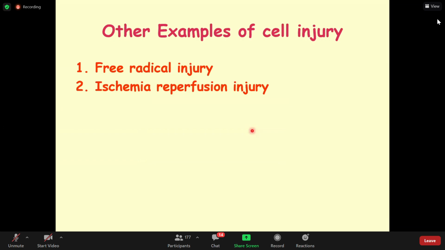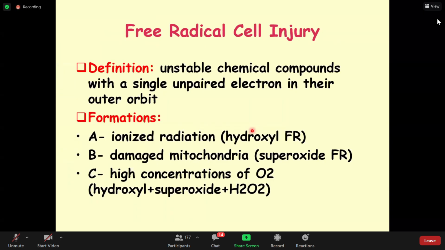So we started with hypoxia, right? That's number one. Number two will be free radical injury. Again, if you're actually going to tally the most common cause of cell injury, it's going to be free radical injury. That is going to be really the underlying theme of pretty much everything. Now, you don't really see it as such because it's not going to be listed as such.